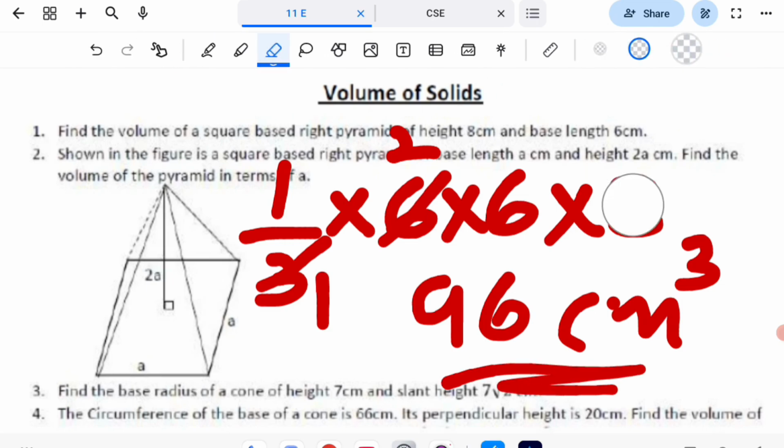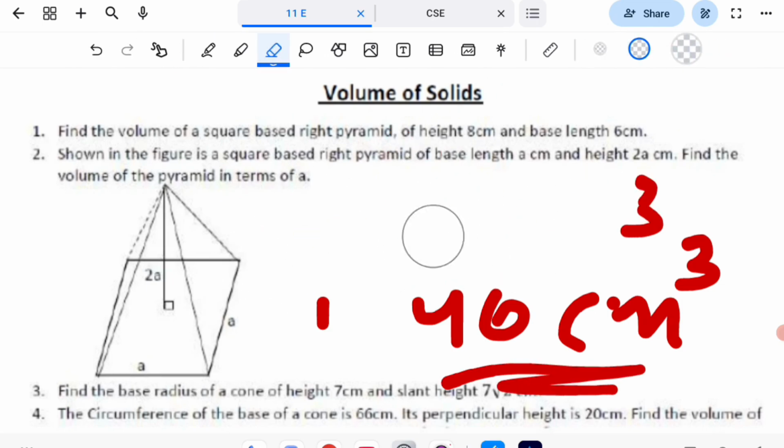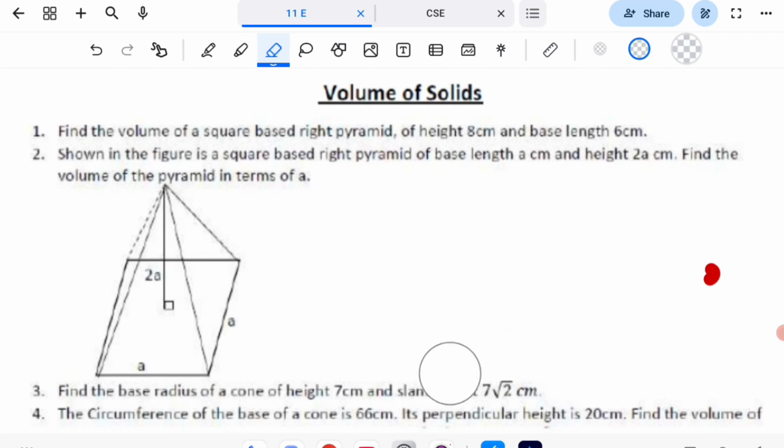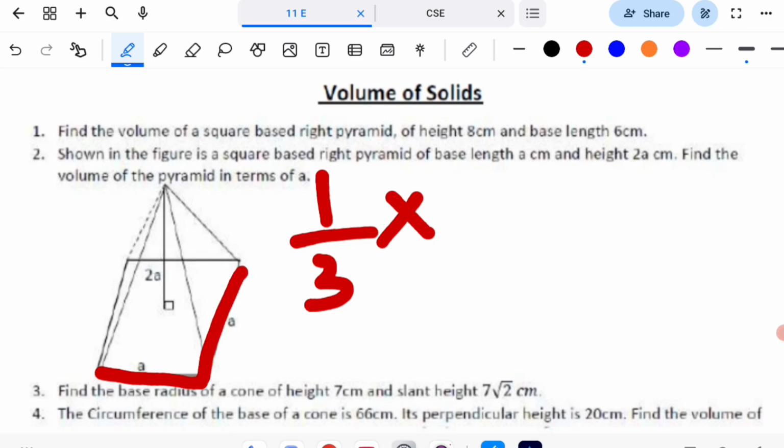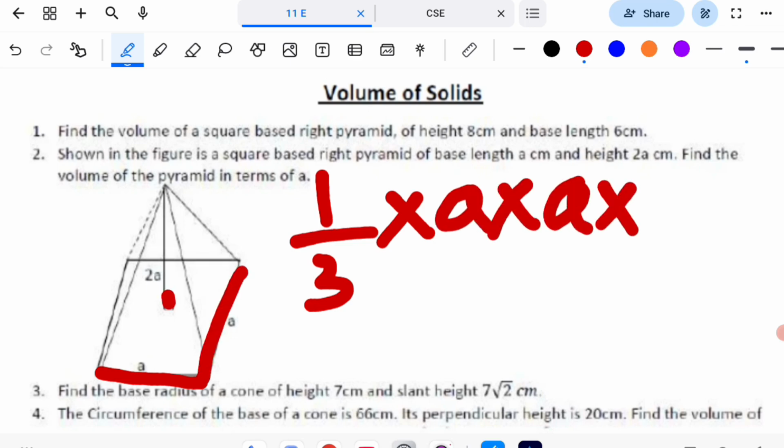Then question number 2. Shown in the figure is a square base right pyramid of base length a centimeters and height 2a centimeters. Find the volume of the pyramid in terms of a. Again we can use the volume equation, 1 over 3 into base area into perpendicular height. Base area is a into a. Perpendicular height is 2a.